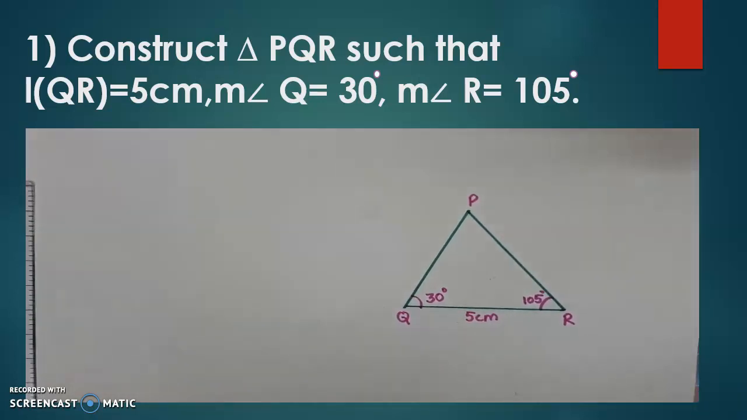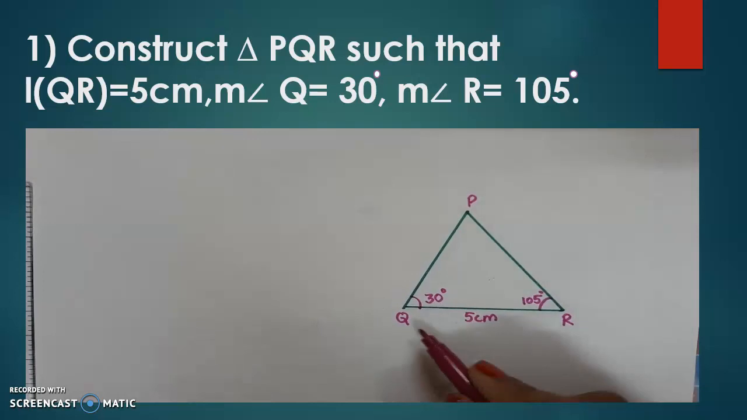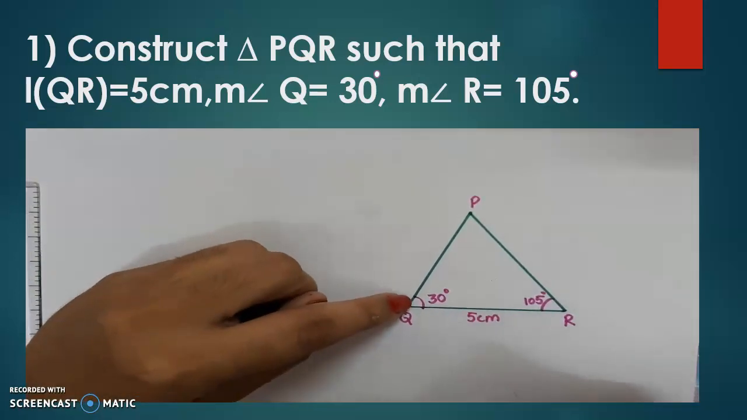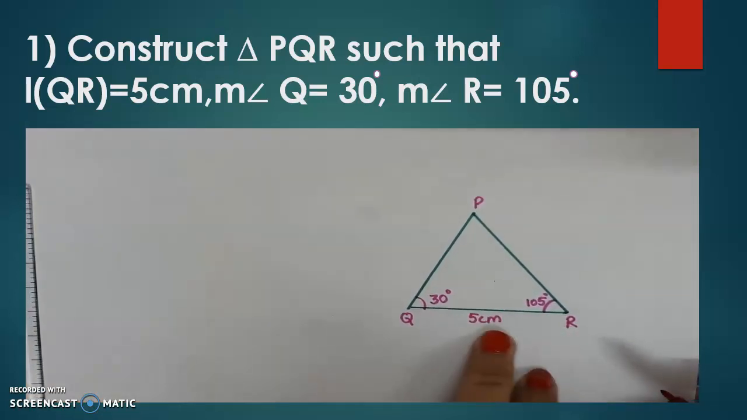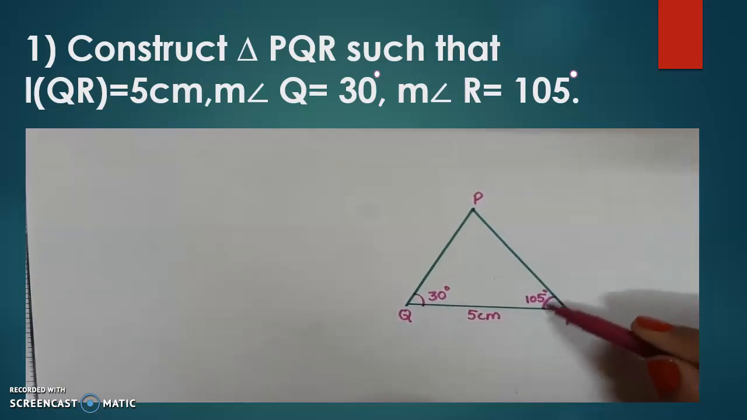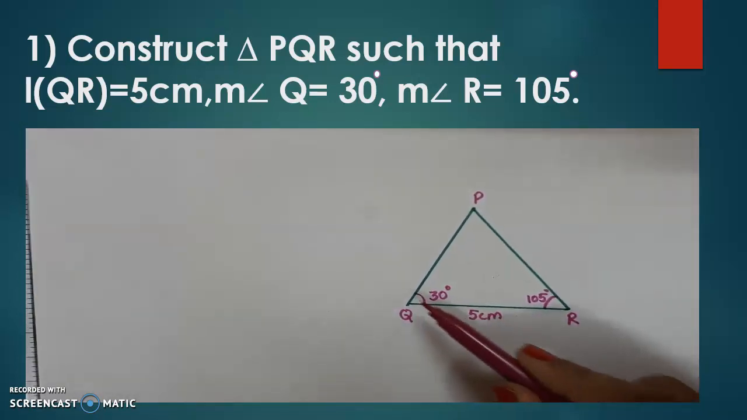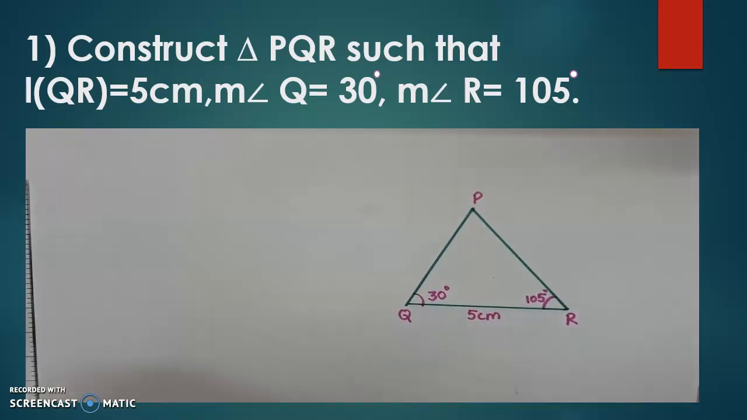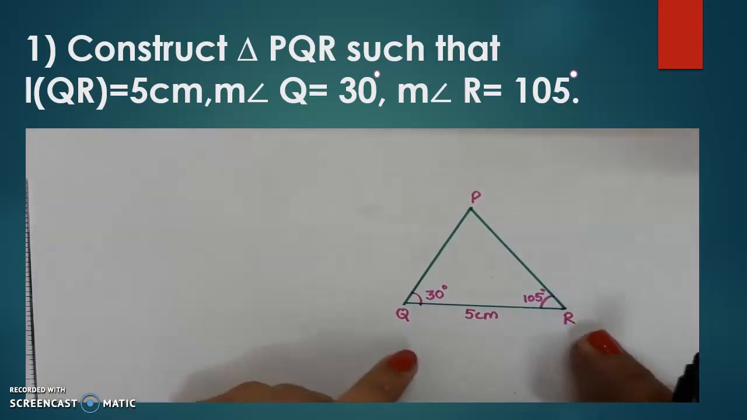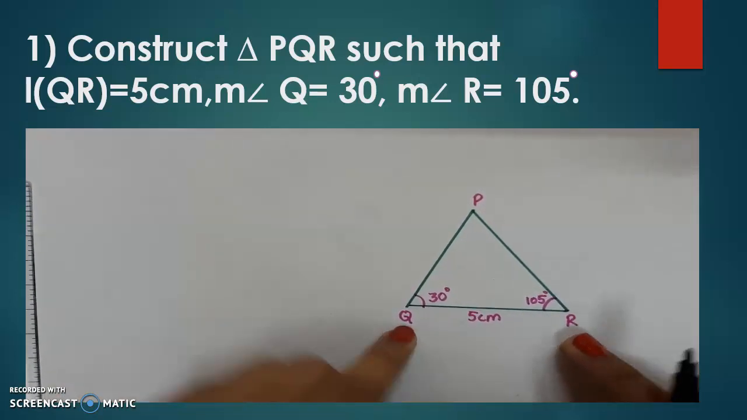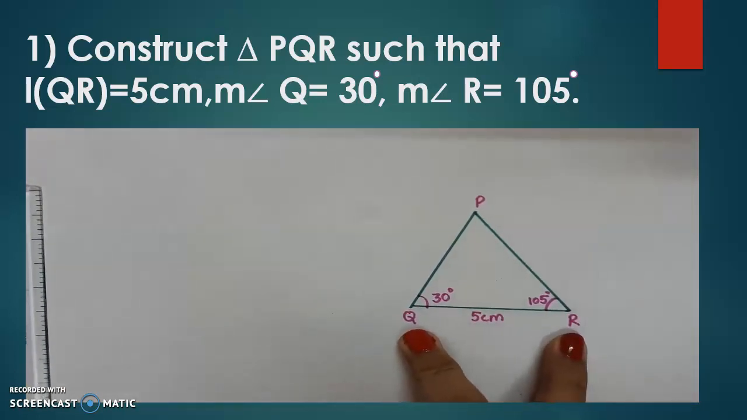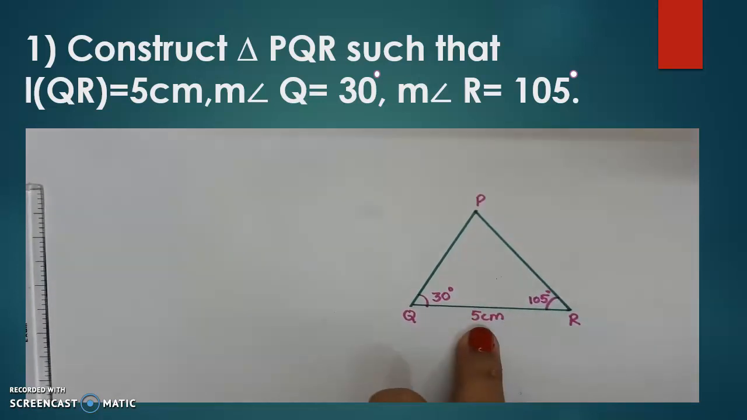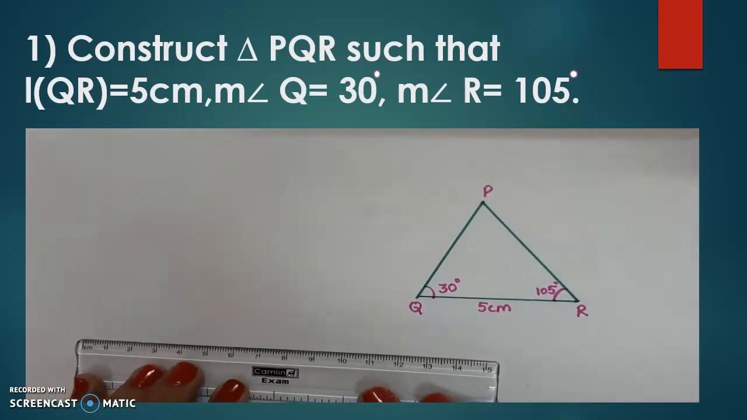As we have seen, for construction of any type of triangle, at least 3 elements should be given. Here in this case, we have 3 elements. First element is angle Q, given 30. Second is the given segment QR, 5 centimeter. Third element is angle R, 105 degree. So we have all 3 elements, which means we are able to construct the triangle. In this construction we have one segment and 2 angles. For this type of construction, we always start with the segment. So first we will draw segment QR of 5 centimeter with the help of scale and pencil.